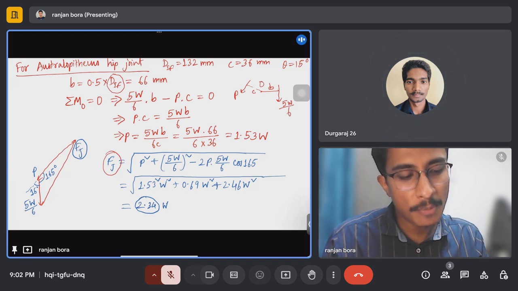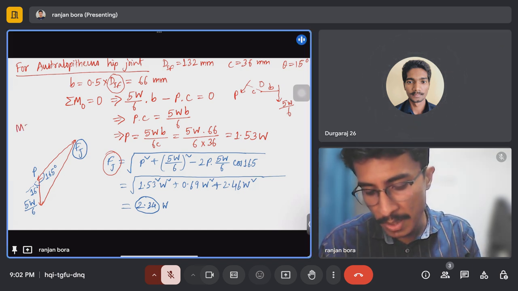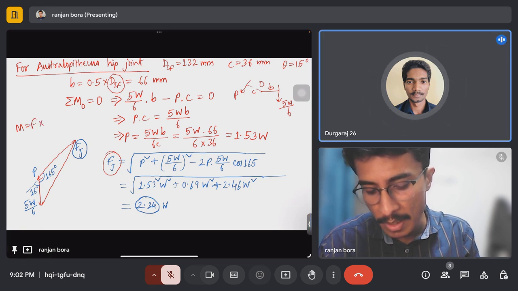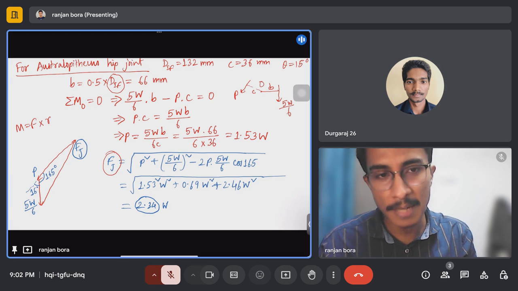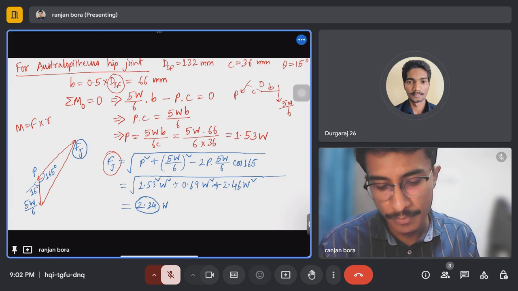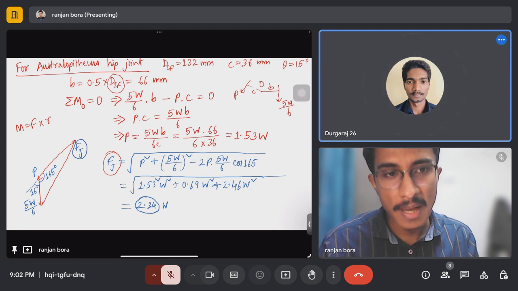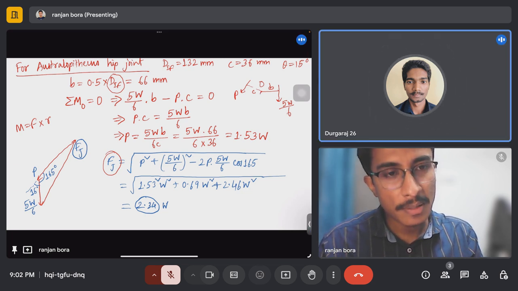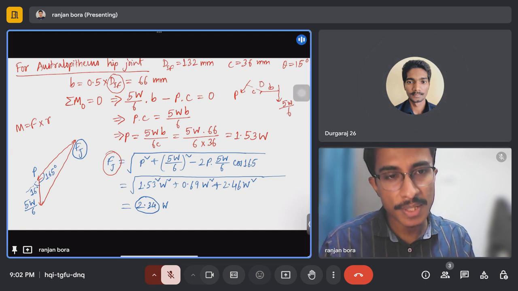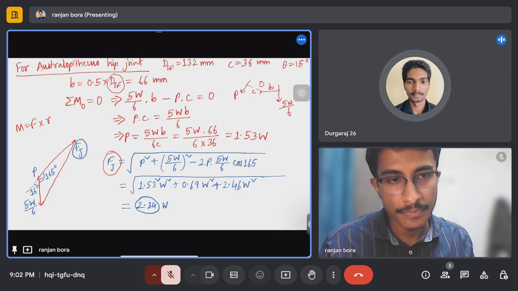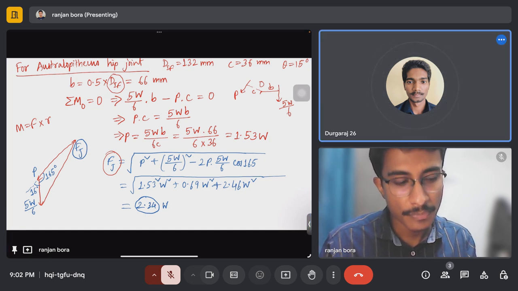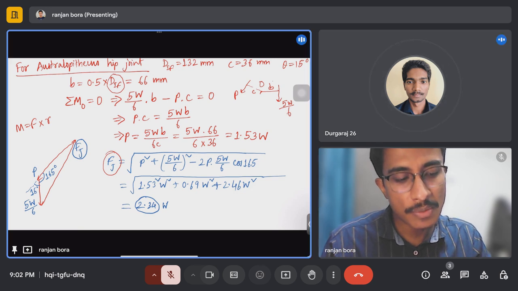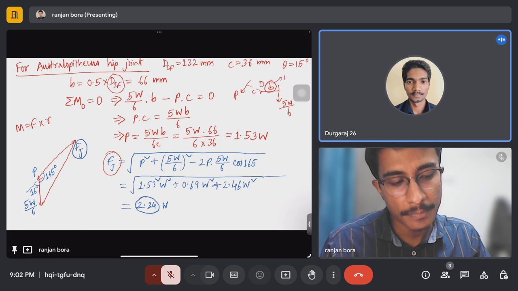And what is a moment? Moment is force multiplied by the moment arm, or we can say lever arm. Moment is force into R. R is the distance from this point at which the force is acting. What distance is the force acting at? This is known as moment arm.